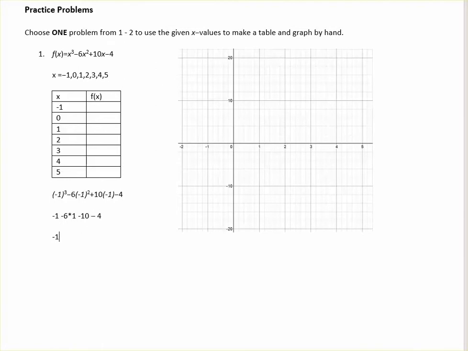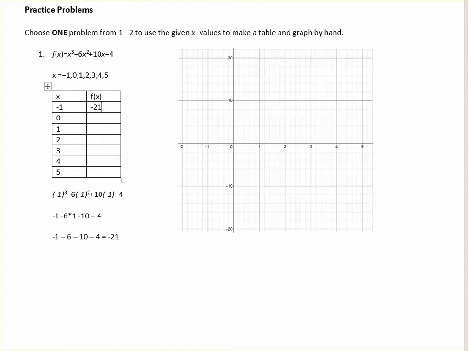I could have just rewritten it. That's -1 minus 6 minus 10 minus 4. Lots of negatives, so be careful. -1 minus 6 is -7. -7 minus 10 is -17. Minus another 4 is -21. So my first point would be at -21.